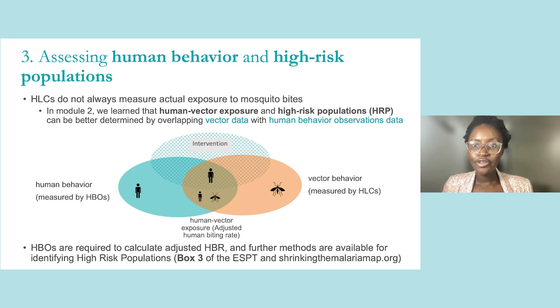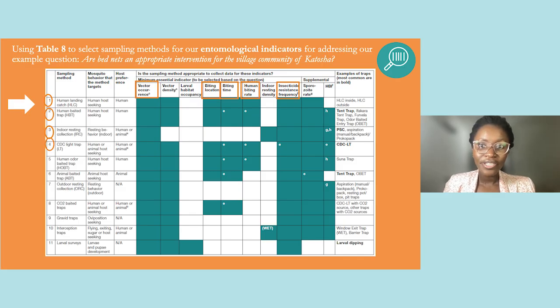There are additional human-centric data collection methods for identifying high-risk populations. These include formative assessment and case control studies. These methods are beyond the scope of this training, but you can find further information on characterizing HRPs in Box 3 of the ESPT and in our dedicated HRP tool on the MEI website. Great, we have now finished going over Module 3's content.